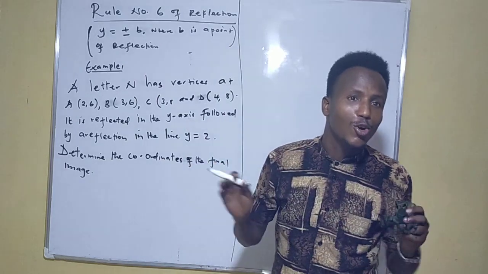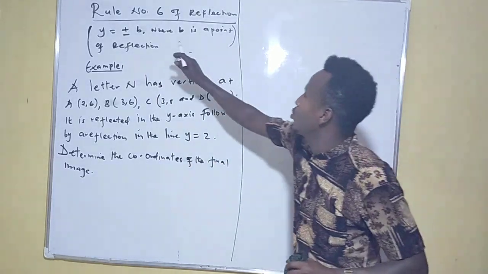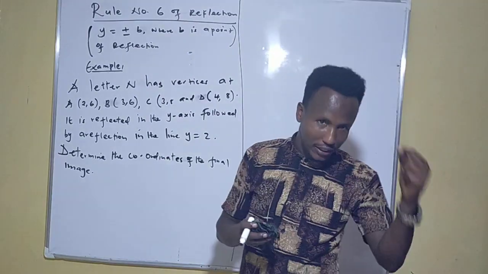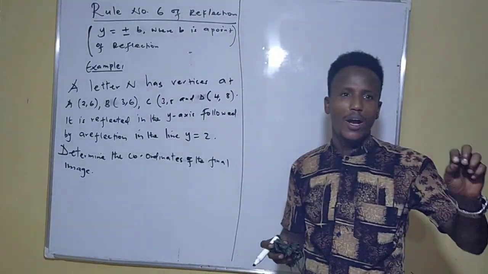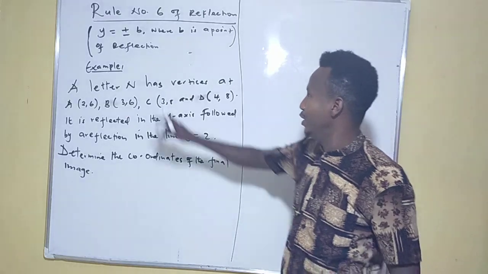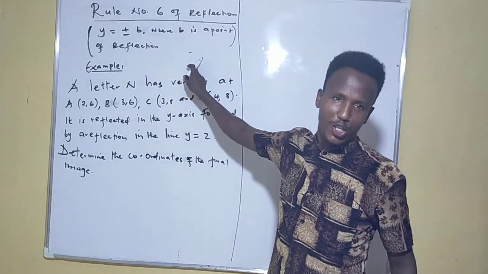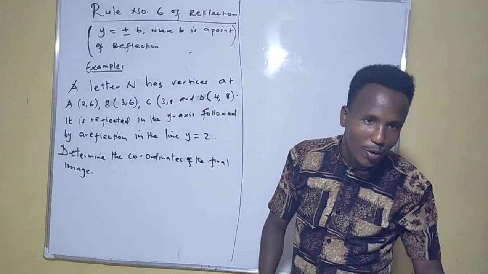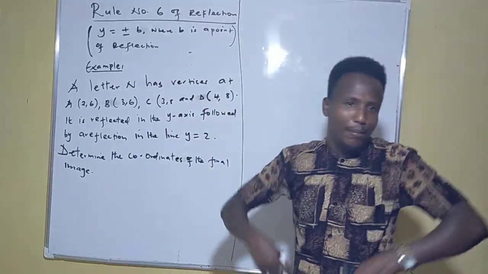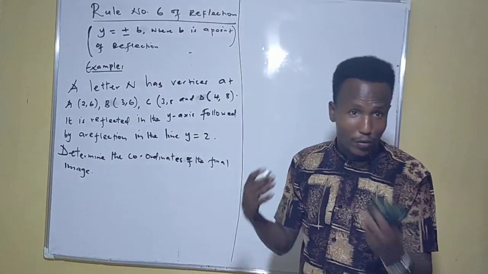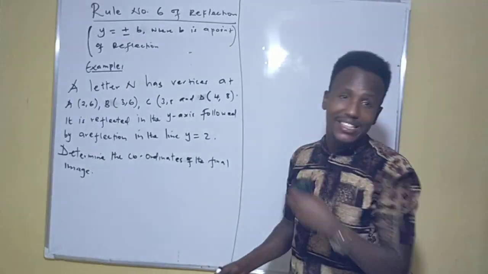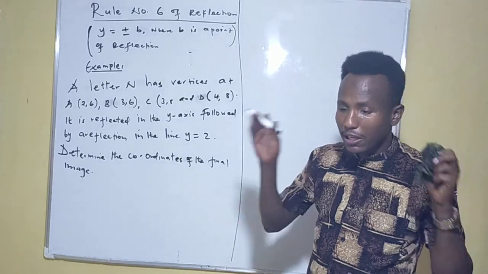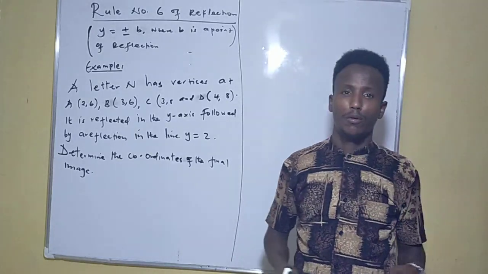We are finishing the concept of reflection. This is rule number 6 of reflection, where you'll be told to reflect a given point onto the line y equals plus or minus b, where b is the point of reflection. For your information, b can be negative 3, y can be negative 3, or it can be positive 5. You see that they will give you a value. And this is the last rule of reflection. The moment we finish this one, you must be in a position to solve all questions from reflection.